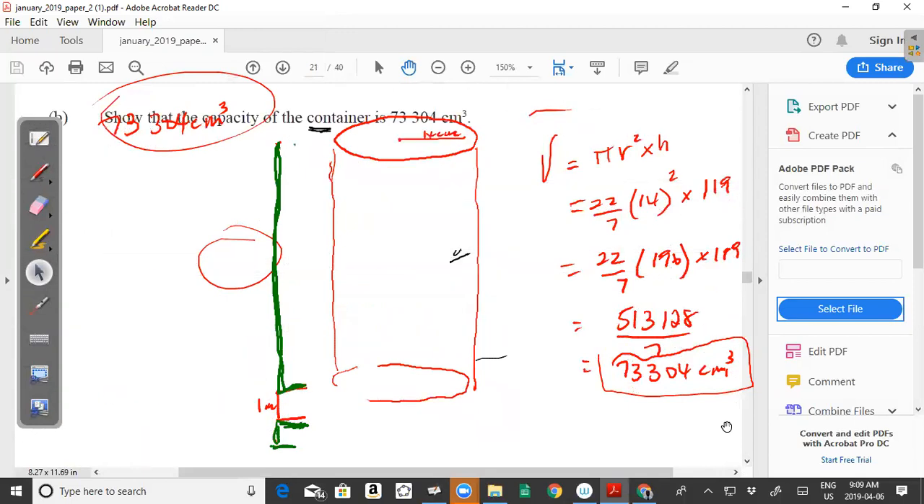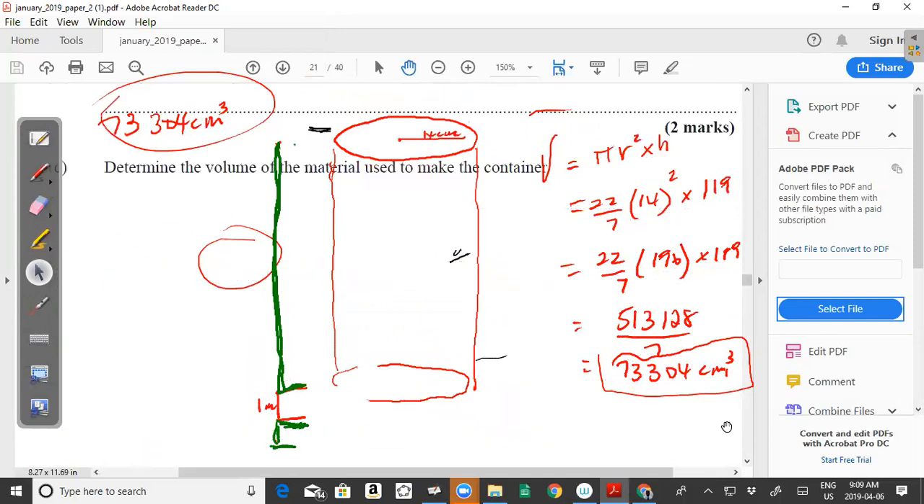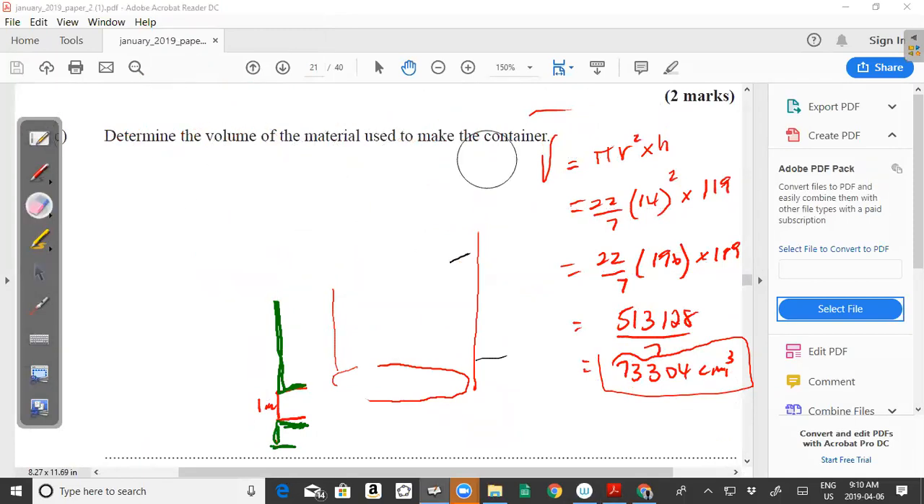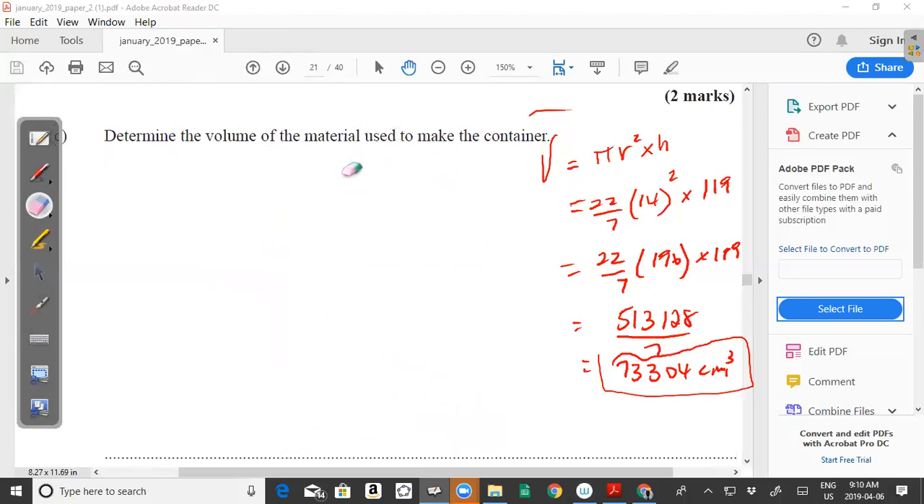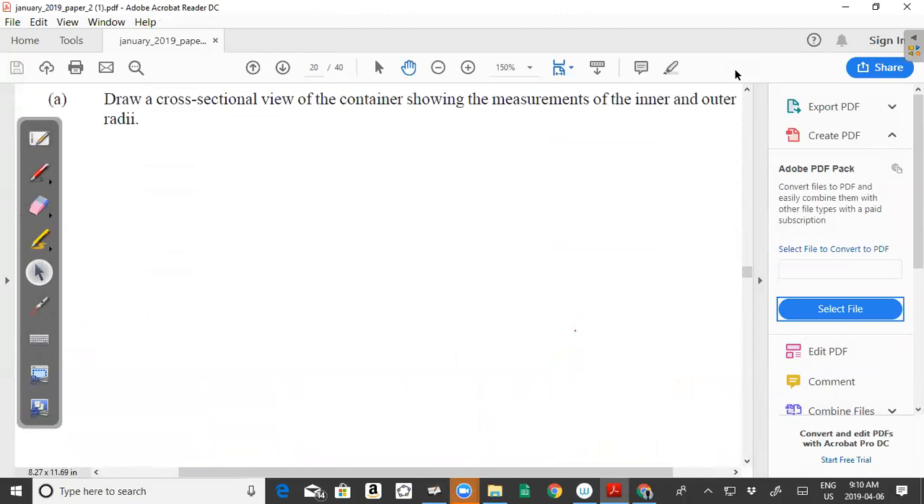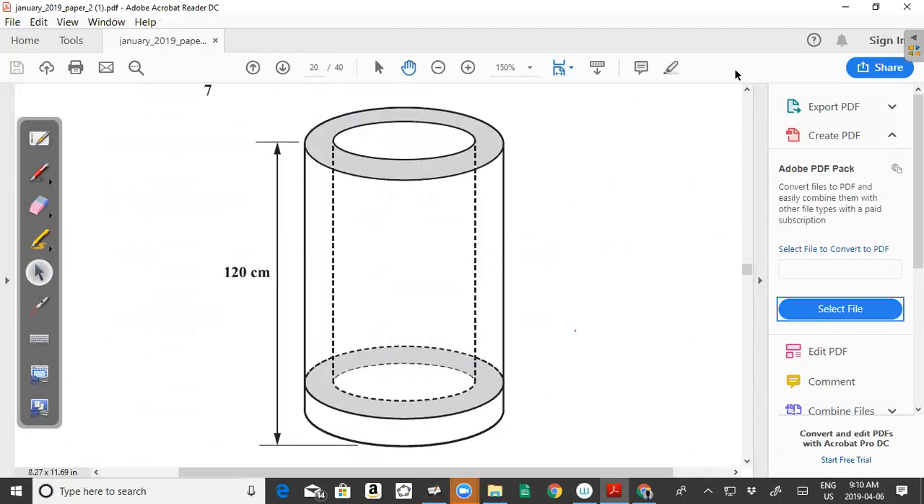So that's the answer for part B: show that the capacity of the container is 73,304 centimeter cube, and determine the volume of the material used to make the container. All right. So let's go back to the question. This is our cylindrical shape here. We're looking for the total volume of material used to make this container.